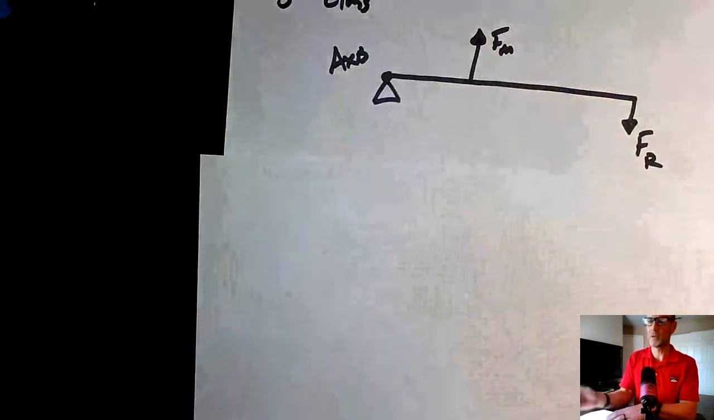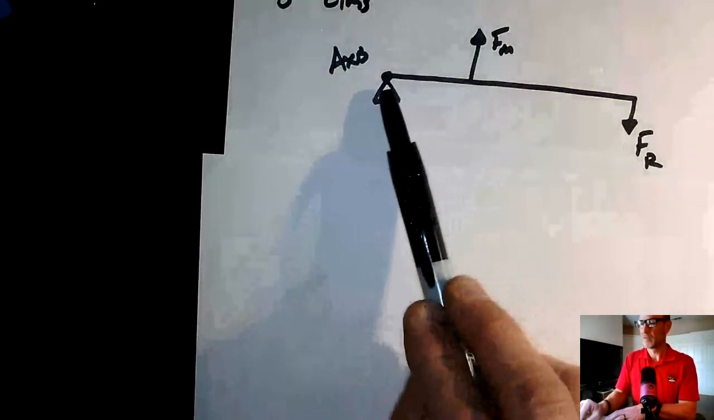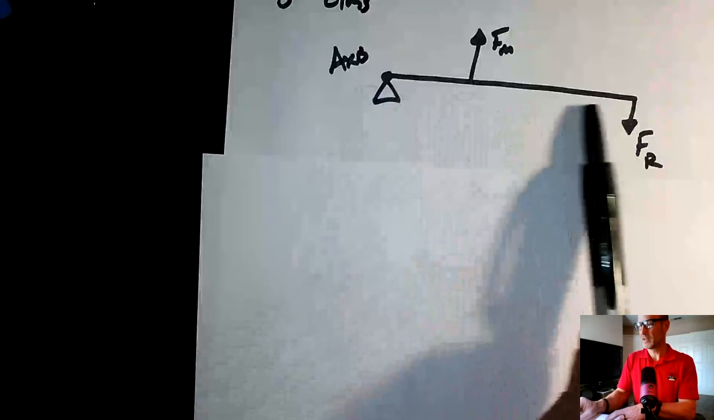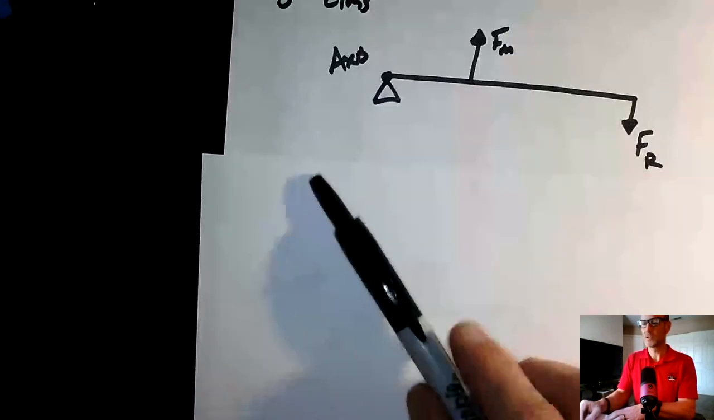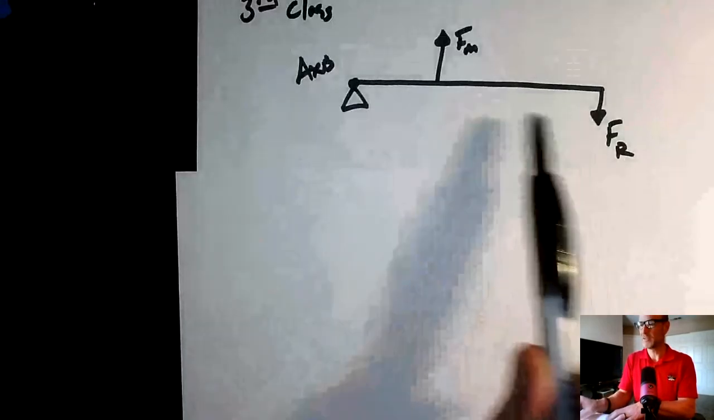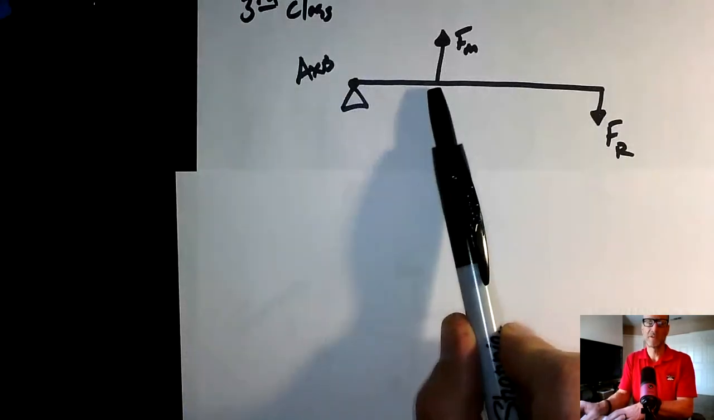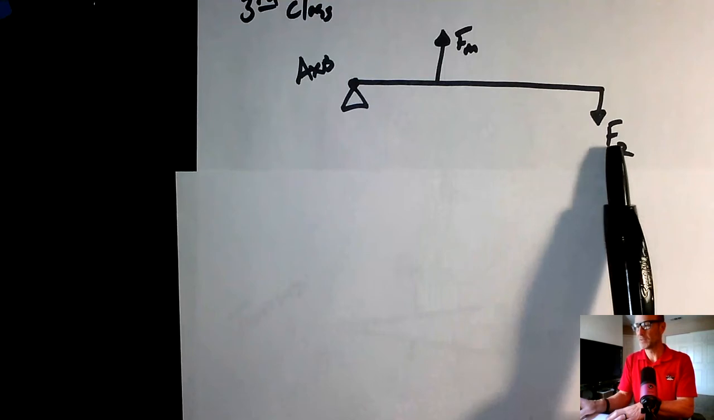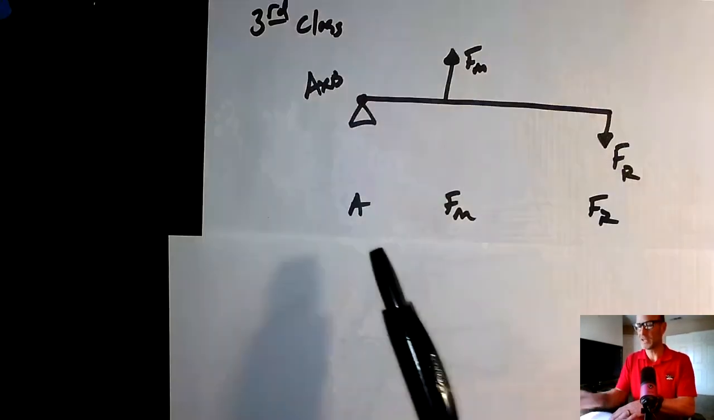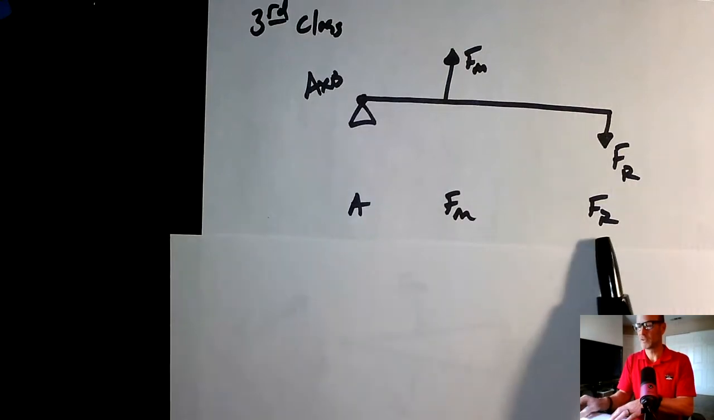In a third-class lever, we actually have the same setup as the second-class lever in terms of the axis being at one end of the lever system, and then the lever arm out here, and we have our two forces. But in this case, I'm switching these two forces. So we have the axis here, we have the motive force right here, and then a resistance force right here. So now I've got a different setup, axis, motive force, resistance force, set up in this orientation.